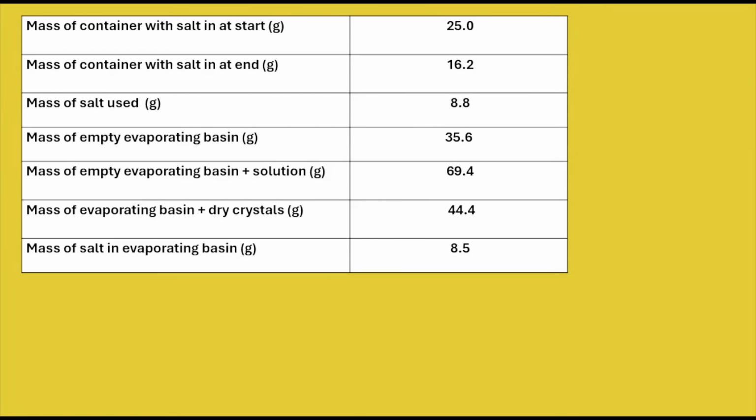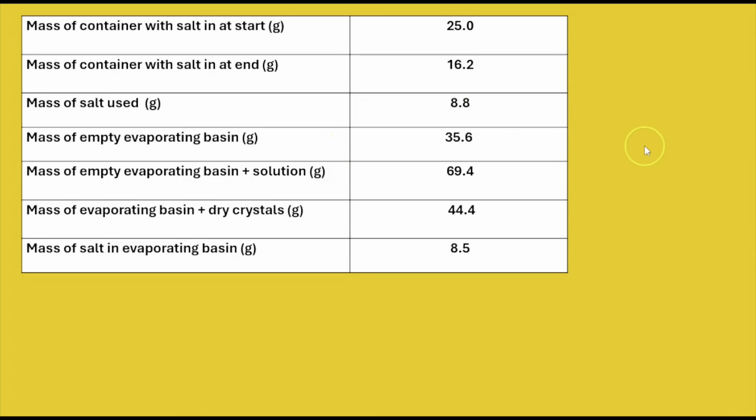So during this experiment, you would have made a number of recordings of different measurements. The first thing you would have measured is the mass of your container with your salt in at the start, which was 25 for me. The mass of the container with the salt in at the end was 16.2 for me. And then I just worked out the difference, and that came to 8.8. So I know that I added 8.8 grams of my salt, in this case sodium chloride, to the water.